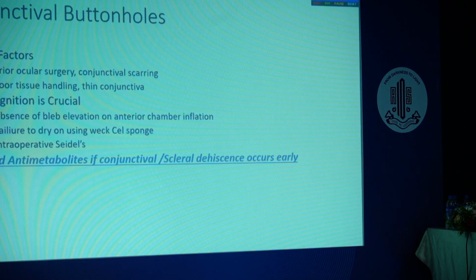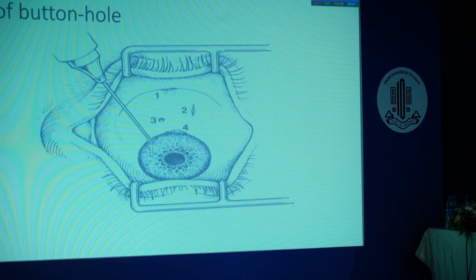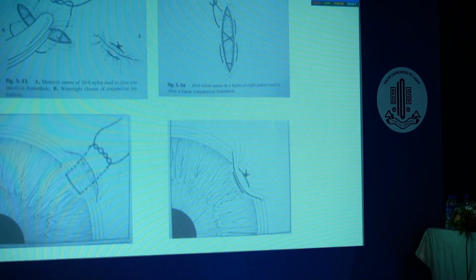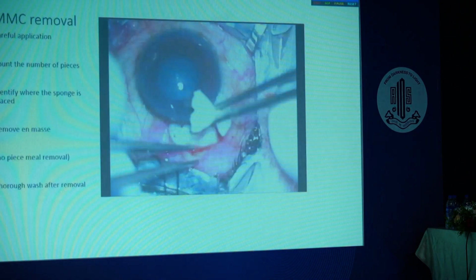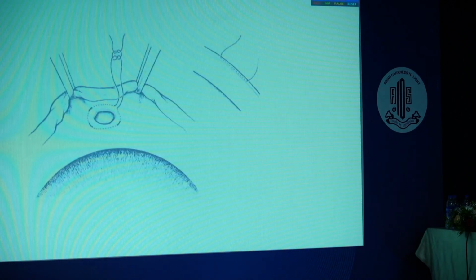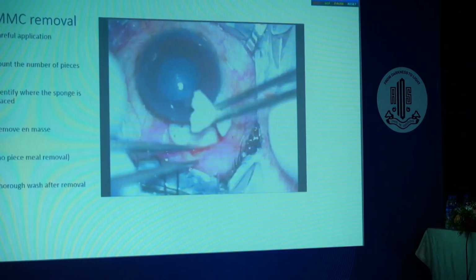Coming to conjunctival buttonholes, the risk factors are prior ocular surgery and poor tissue handling. Recognition is very, very important. These are the main sites where you can have buttonholes, for example in limbus-based flaps. The way to manage them is to apply a figure of 8 suture so that it's apposed very well. And if you have it at the limbus, you can just bring the conjunctiva forward and suture it over the cornea. You can also use a purse string suture.